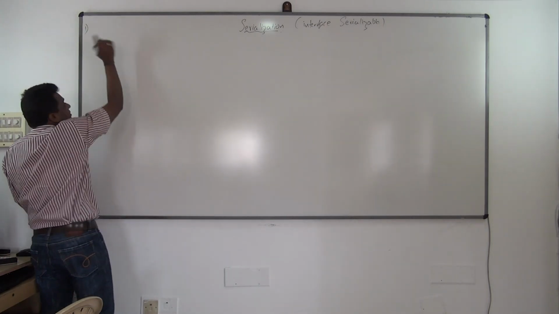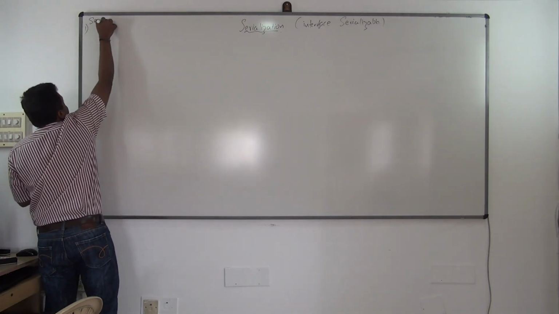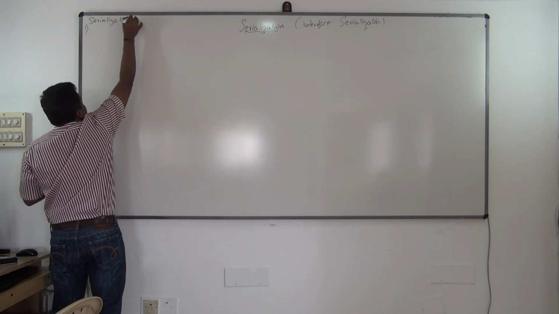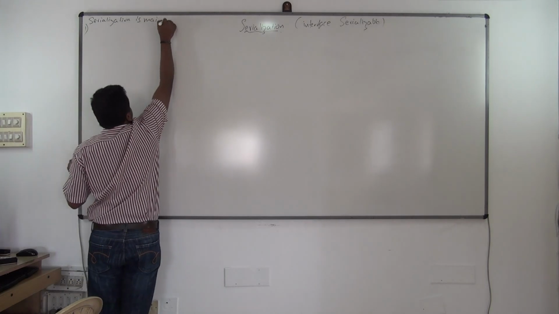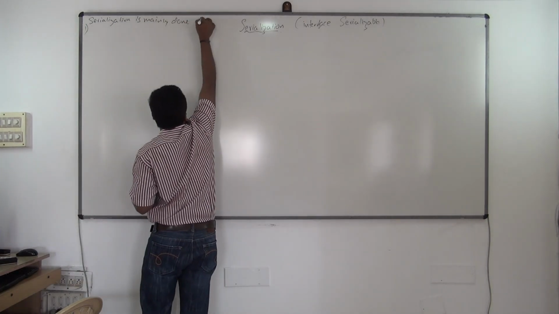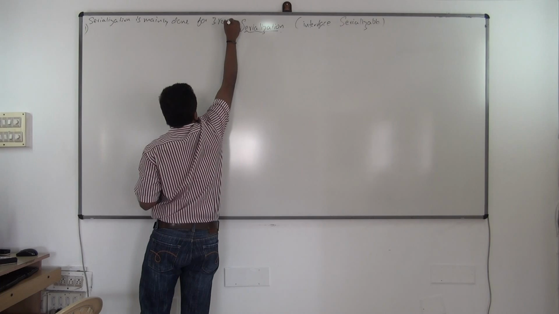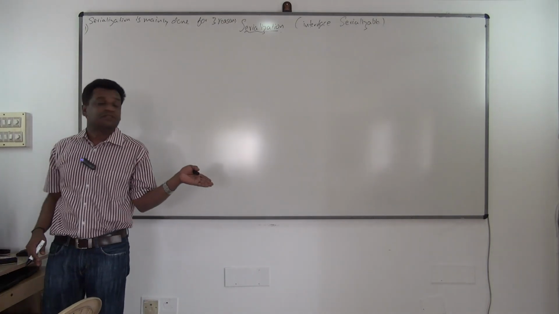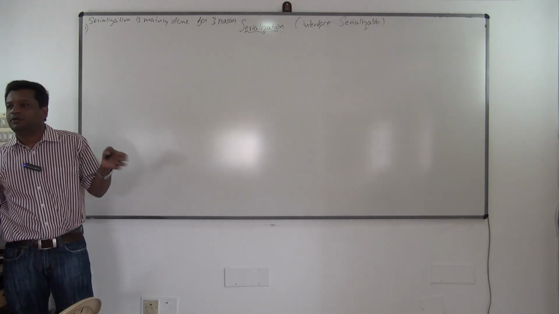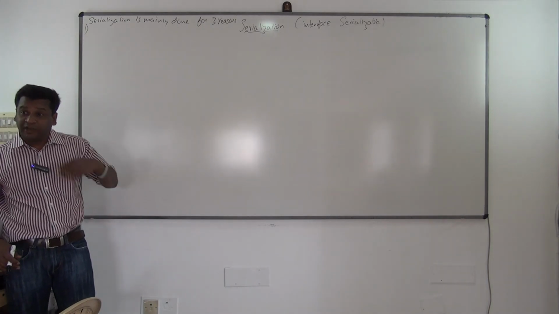Serialization and deserialization is mainly done for three reasons. Three reasons, meaning we just now wrote the definition. Serialization is a process of converting the state of an object to bytes. But why do you do it? The question comes up.